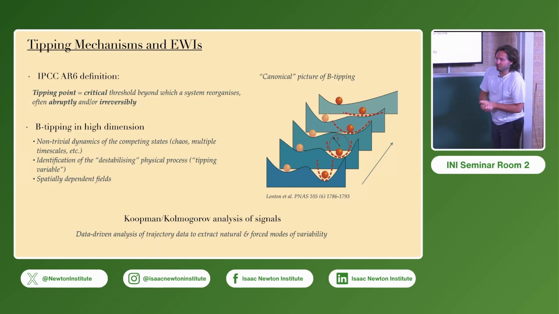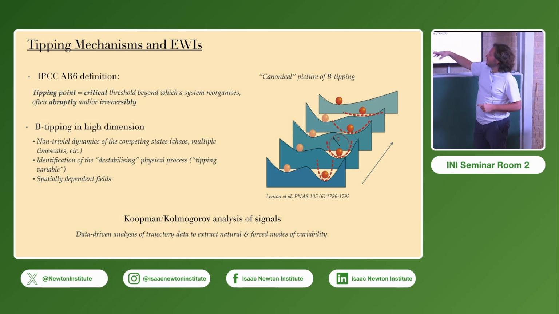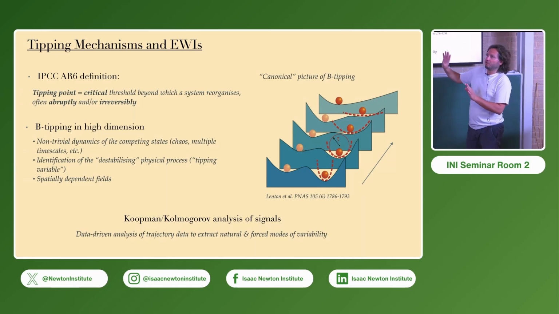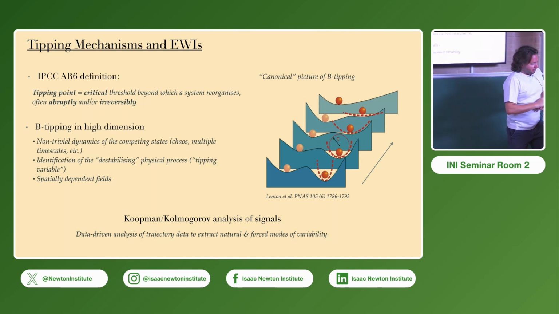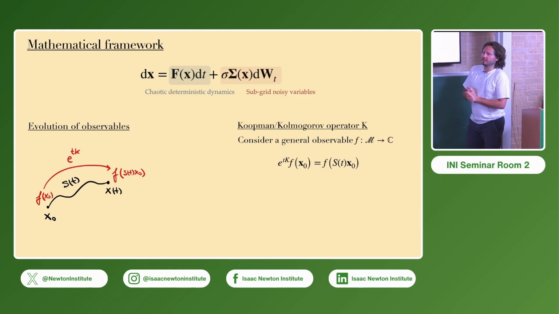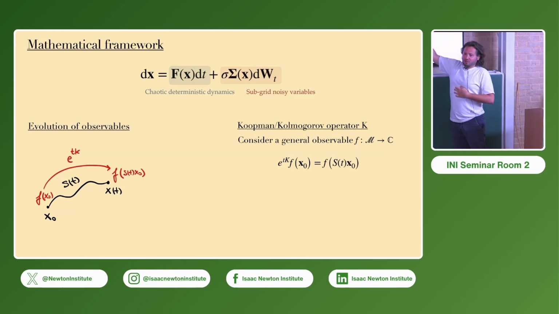What I will try to show you today is that by using Koopman or Kolmogorov, if you're a stochastic person, analysis of signals, it gives you a rigorous but data-driven analysis of trajectory data that basically allows you to respond to these questions. And just to give you an idea of the setting, there's not going to be many equations in this talk. Our mathematical framework is the following.